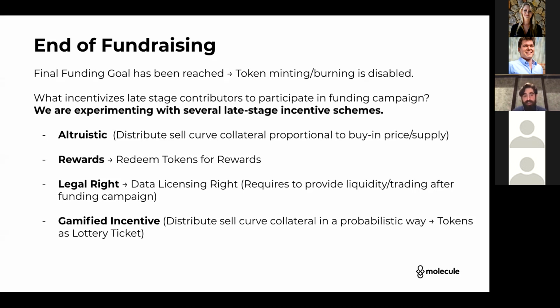Paul mentioned this briefly, a legal right. One thing he was talking about is rights to future IP that is generated out of these projects. But another thing you could do is data licensing rights, although this requires some ability to trade these tokens after the funding campaign closes. Or you can have, which could be really interesting, a gamified incentive. So you distribute the sell curve collateral in a probabilistic way. The tokens are like a lottery ticket, and somebody could win some portion of that, while another portion goes to the researcher.